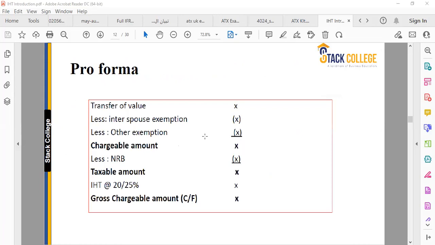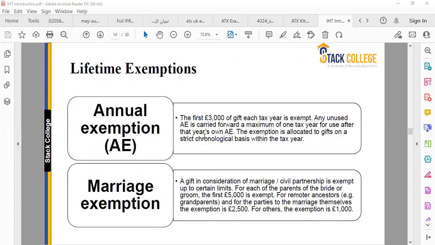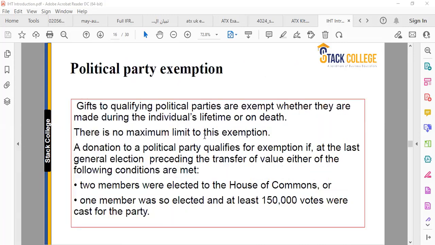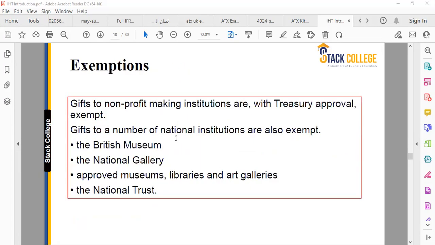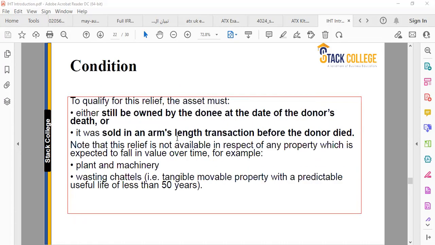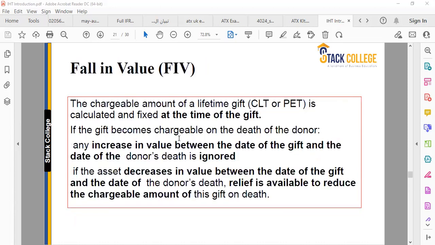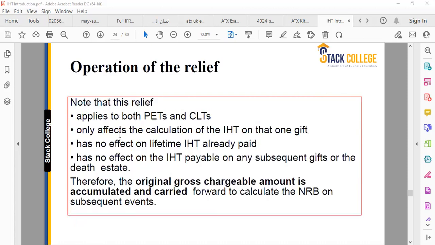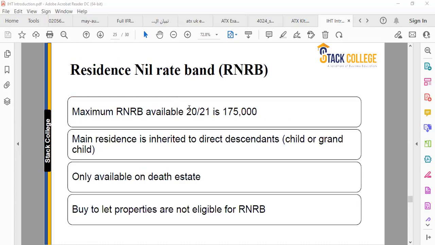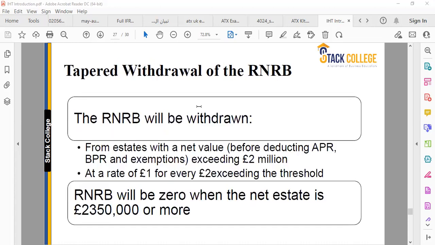What you have to do, you have to read, read, read. The more you read, the more you memorize. These are the exemptions that you have to use in the exam question. These notes have been designed as per the Kaplan study text, because I refer to the Kaplan study text as well as the Kaplan revision kit, which is enough in order to pass this exam.